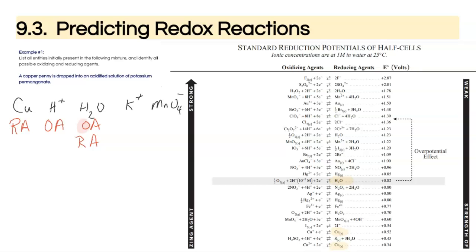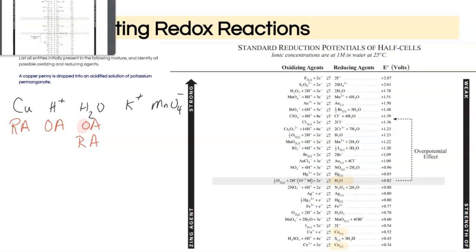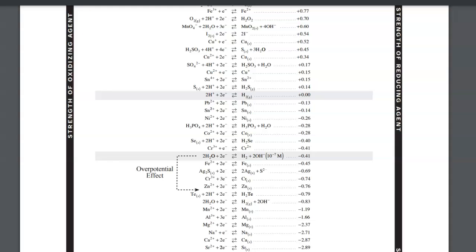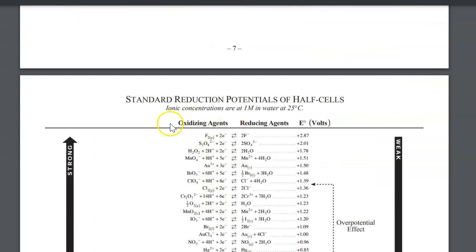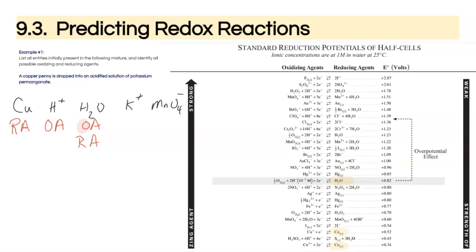Okay, now let me look for K+. So I know that K+ can only gain electrons to become potassium, right? And so it's going to be reduced, which means it's an oxidizing agent, and it's probably at the bottom. And here I see it. It's at the very bottom of my chart. And so it is most definitely an oxidizing agent, so I'm going to list it as such.